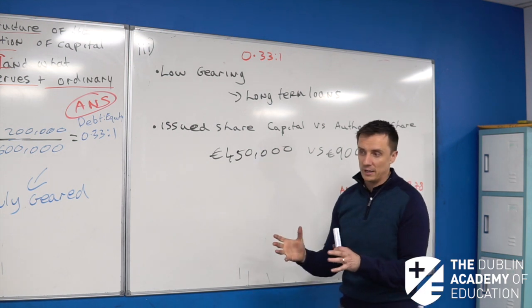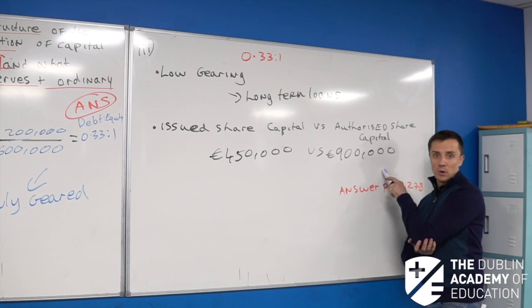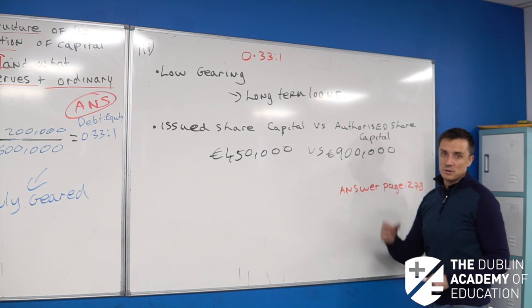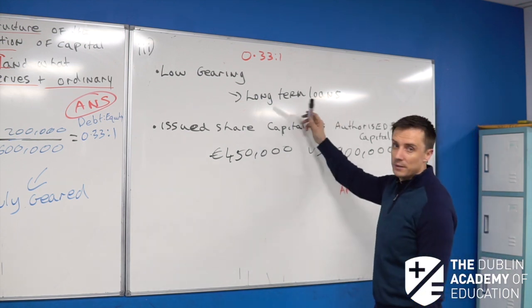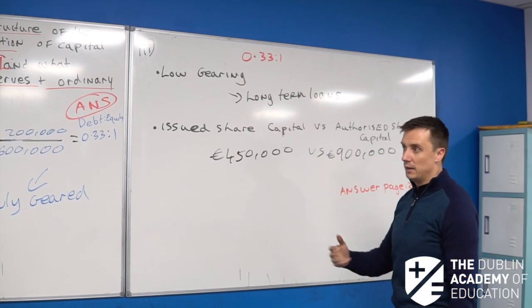450,000. So what you guys can say there is that the business have only issued half of their authorised share capital. So they can sell another 450,000 euro worth of shares, and that's another source of finance. So this business has a lot of options in terms of taking on finance. They can borrow because they're lowly geared, and they also have ordinary shares that they can sell.